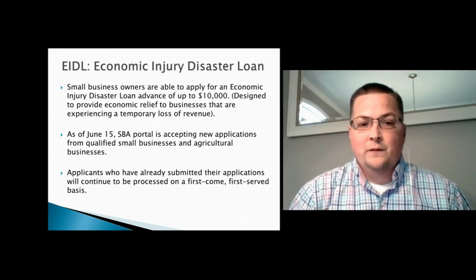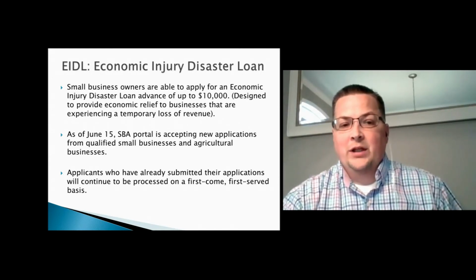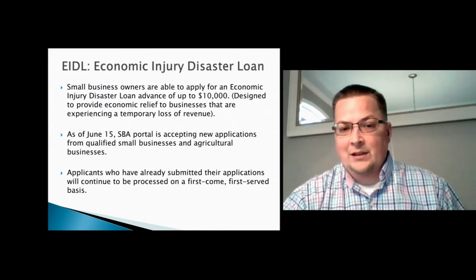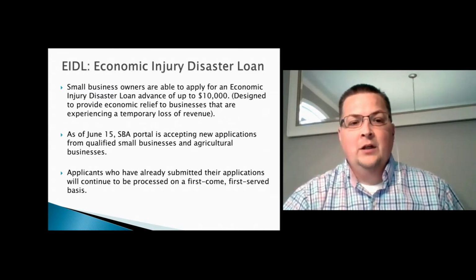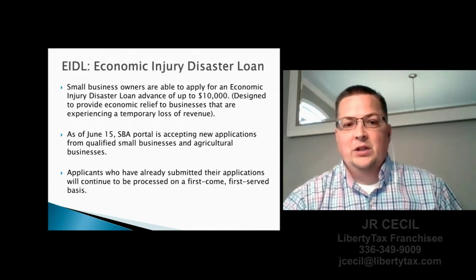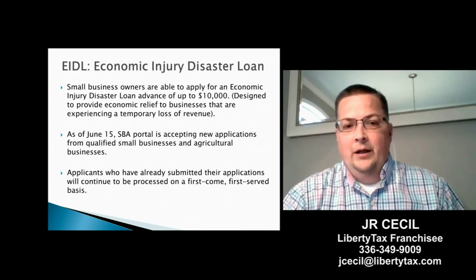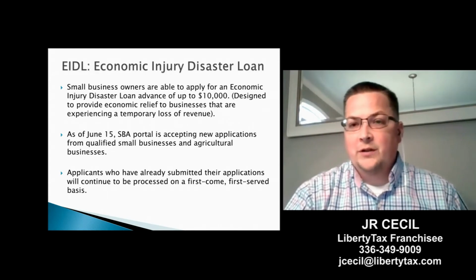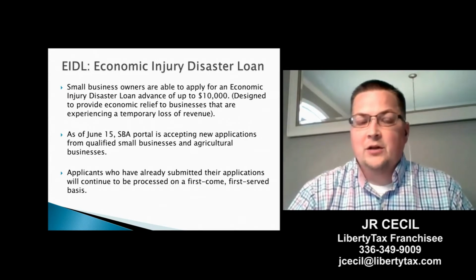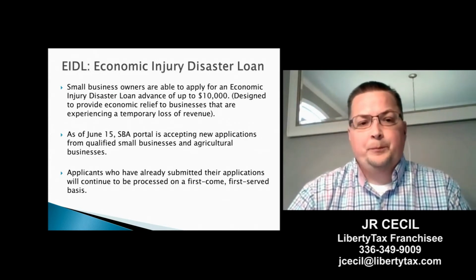But as of June 15th, the SBA portal is accepting new applications from small businesses again. They had shut it down just for agricultural businesses for a short time. But as of June 15th, the SBA has woken back up the EIDL application, and it is anticipated to stop on June 30th. So when we're talking about these topics and the series, this one is probably one of the more time-sensitive ones.